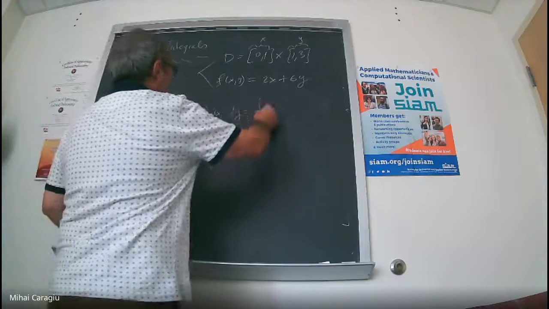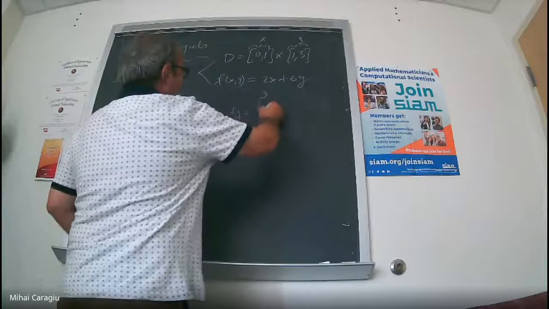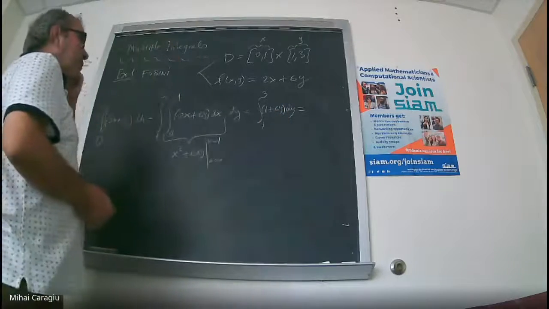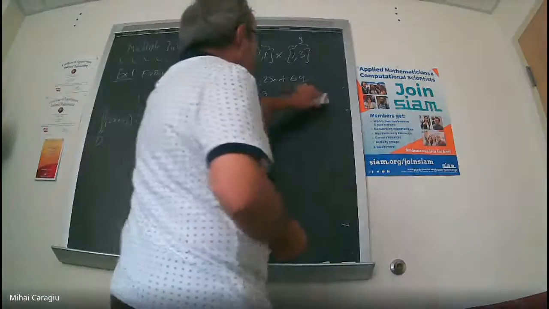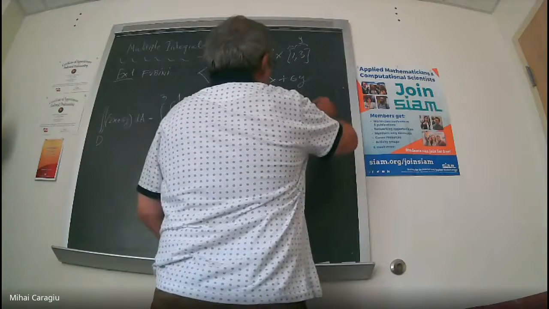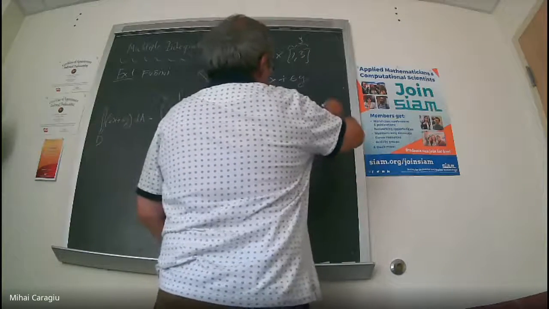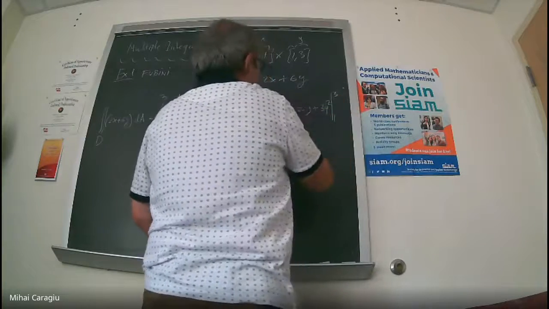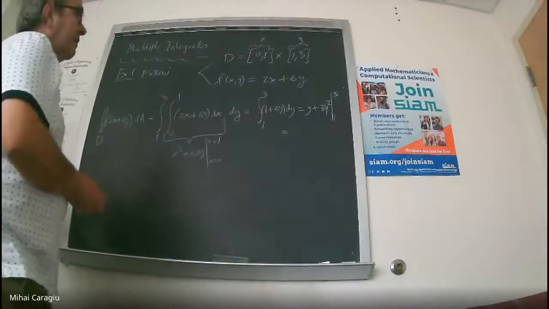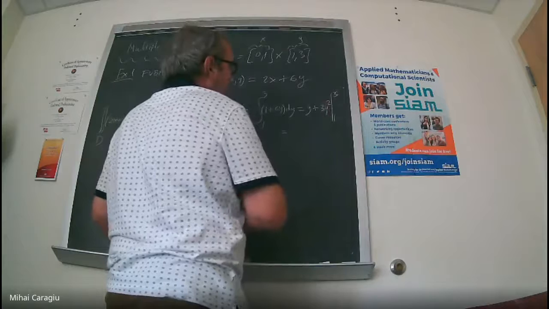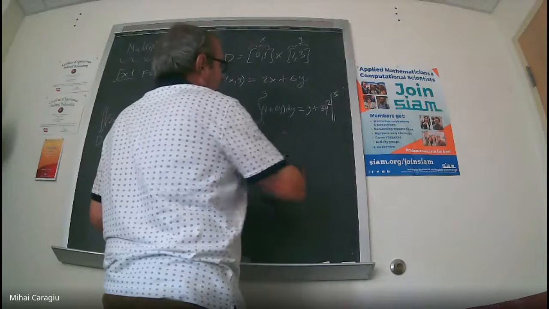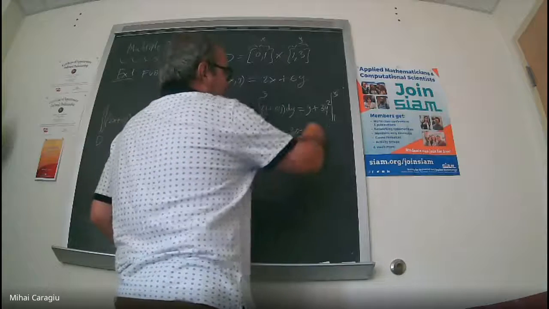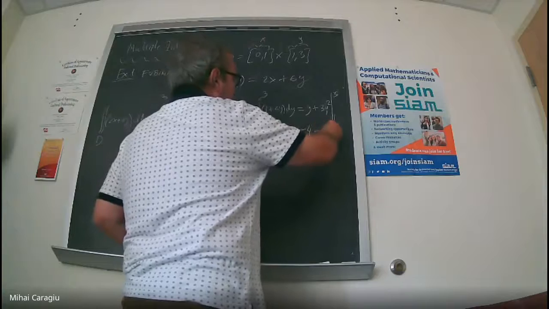So this will be the integral from 1 to 3 of 1 plus 6y dy, which will be y plus 3y squared, evaluated from 1 to 3. The value at 3 is 3 plus 3 times 3 squared, 3 plus 27 is 30, minus the value at 1, which is 1 plus 3, which is 4. That will be 26.